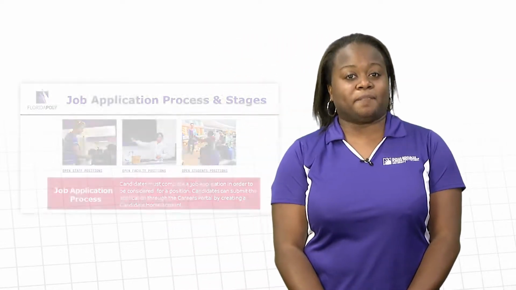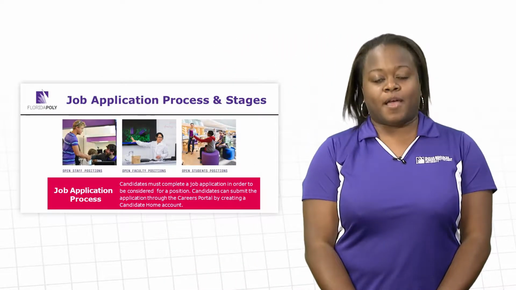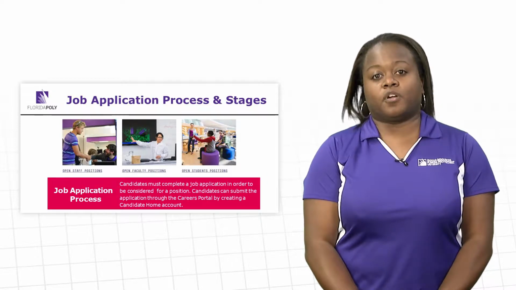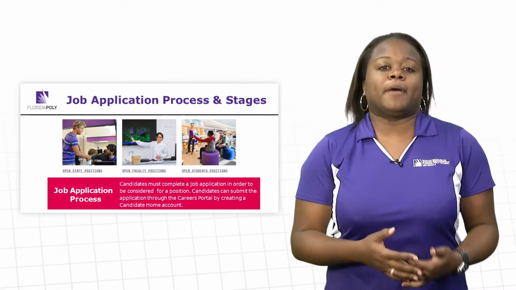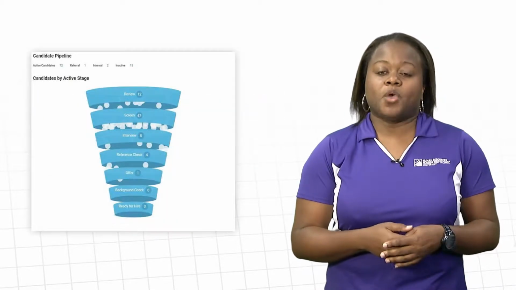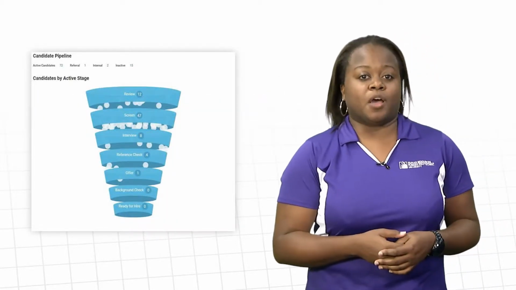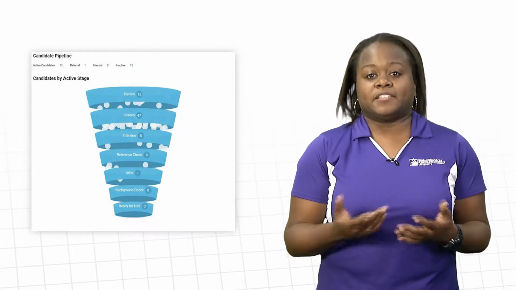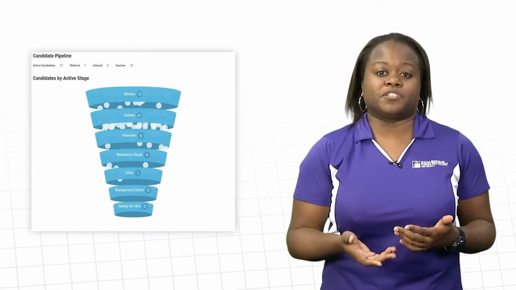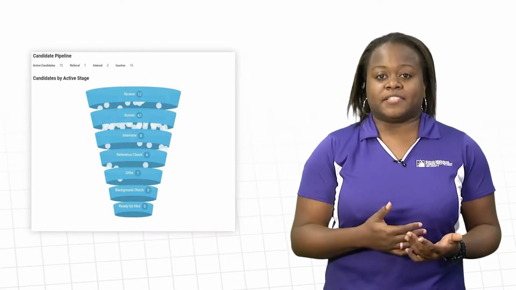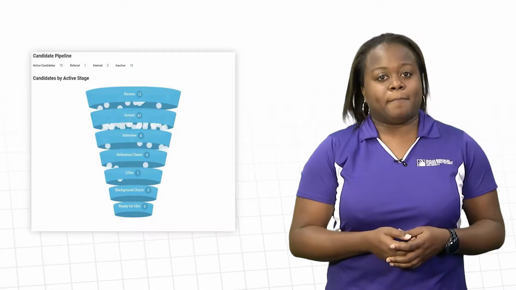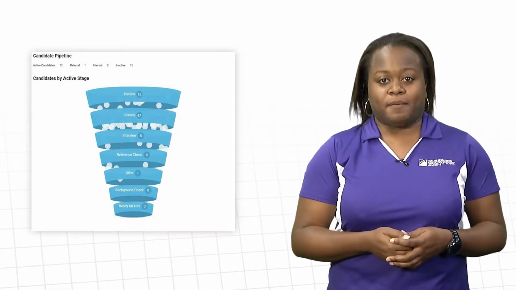Now that your job requisition has been posted, it's time for candidates to apply. Candidates must complete a job application in order to be considered for a position. Candidates can submit the application through the Careers portal by creating a candidate home account. When candidates begin to apply to the job requisition, they will appear in the candidate pipeline for the recruiter to review and screen. After they have been screened, the hiring manager will view candidates that have met the minimum qualifications by clicking on the screen stage of the candidate pipeline.